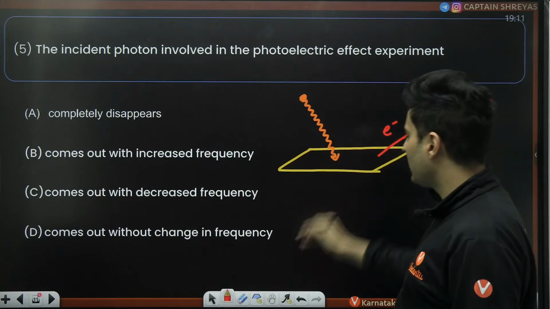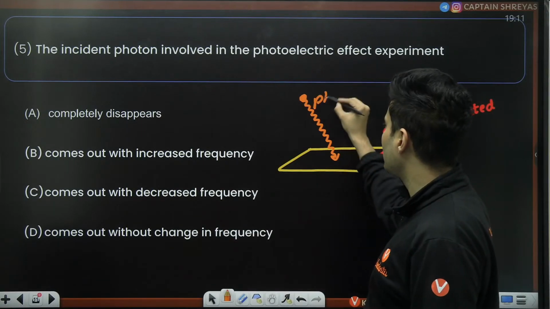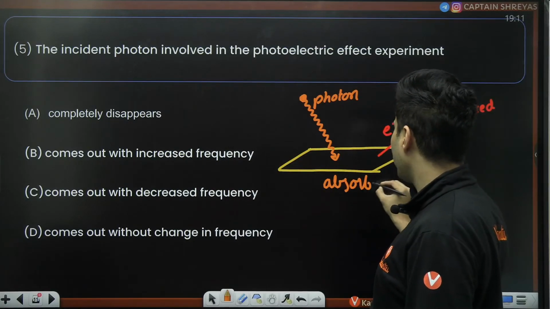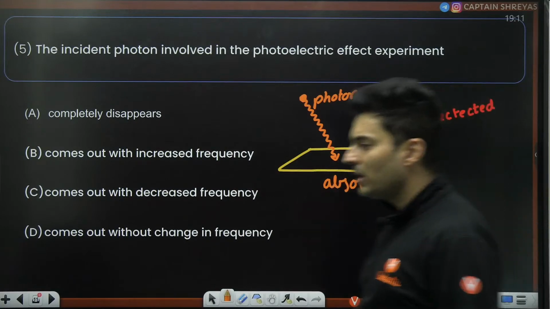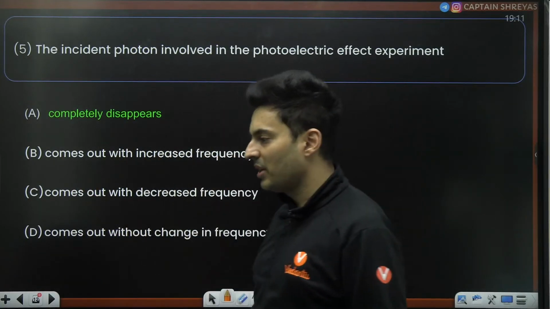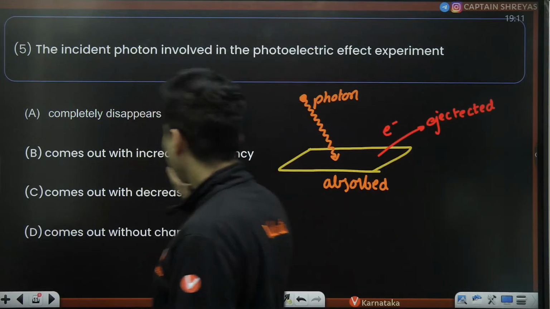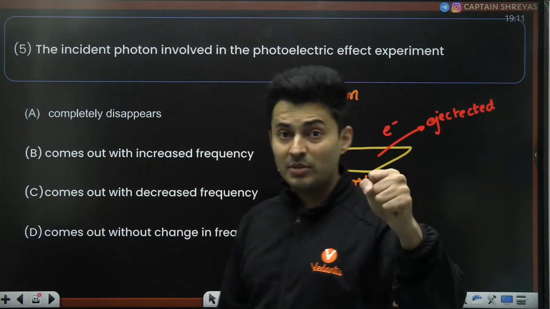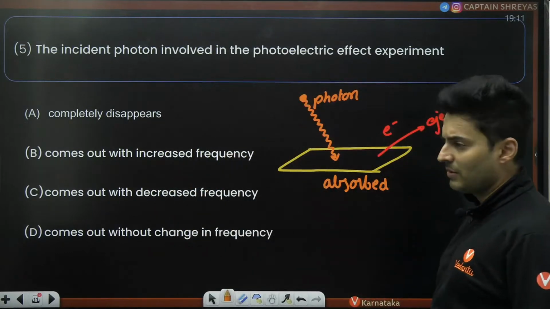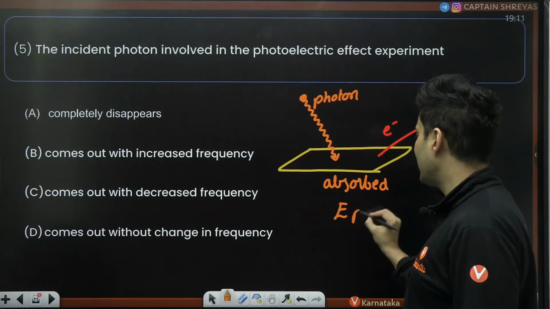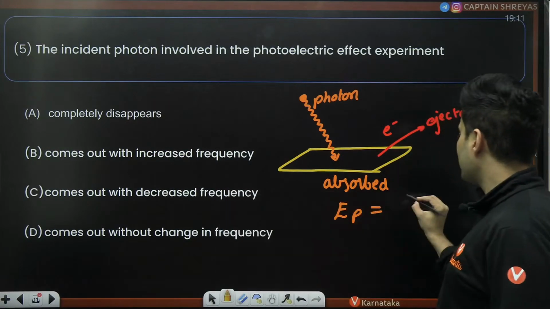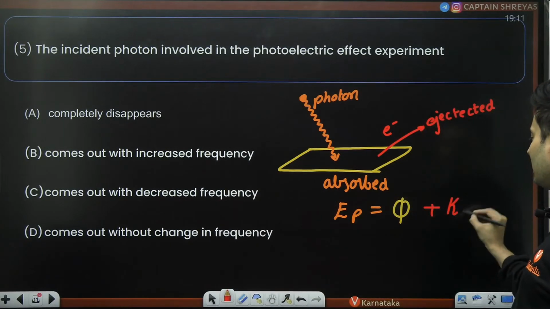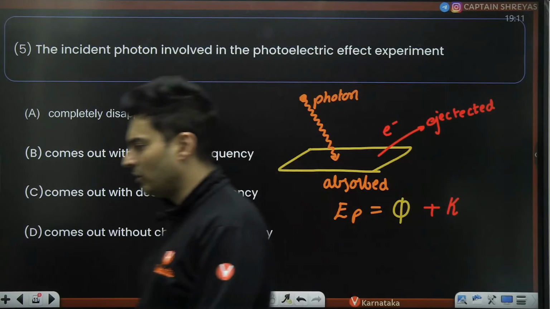So if electrons are ejected out, what happens to this particular photon? This photon is absorbed over here and it transfers its energy to the electron. That means it disappears. It is absorbed. No, it does not come out with increased frequency. B is not correct. It disappears because it gets completely absorbed. Remember that. In fact, the equation is like this: the energy of the photon is the minimum energy required to take the electron out, plus the remaining goes as kinetic energy of that electron. That is the formula.